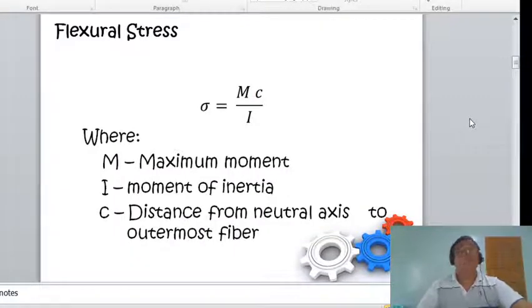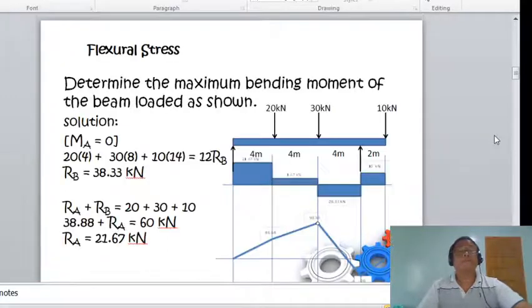The basic equation for flexural stress is sigma equals Mc over I. If you remember your strength of materials, this was also introduced in that subject. Here, M is the maximum moment, c is the distance from the neutral axis, the center of the beam, to the outermost or extreme fiber, and I is the moment of inertia. The moment of inertia can also be computed.